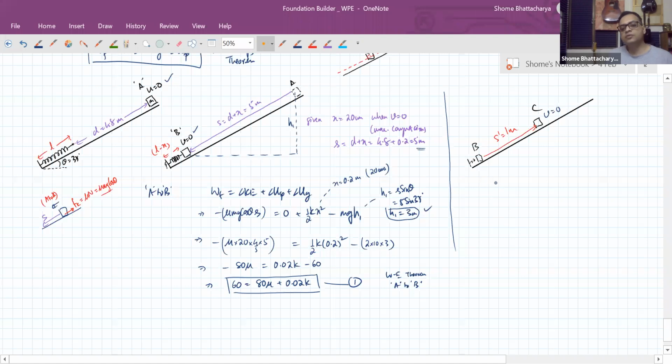So next what we'll do is again we'll apply work energy theorem from B to C. Okay, so applying all these things we'll get another equation, and then solving these two equations we'll get the value of mu and we'll get the value of K. Okay, so note this down first, how we've got equation 1 by applying work energy theorem from A to B, and then come to this work energy theorem from B to C.